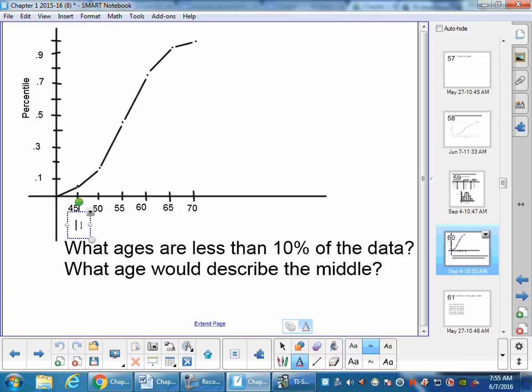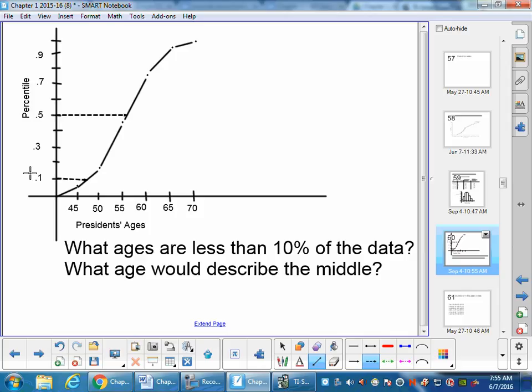Now down here we can put presidents' ages. And what ages are less than 10% of the data? If you wanted to answer that question, you go to 10%, go over, and go down, and you would say that would be about 47. An age of 47 would be in the 10th percentile. If you want to describe the middle, that's the 50th percentile. You can go over and then down, and you can see that's about 55, 56, something like that.